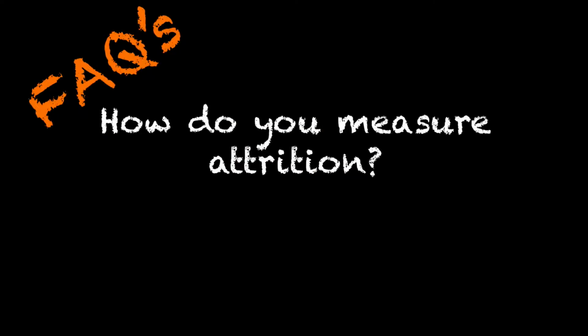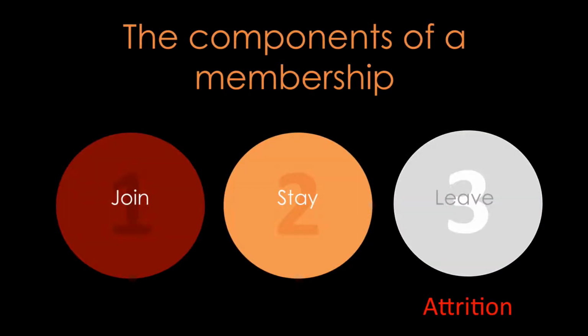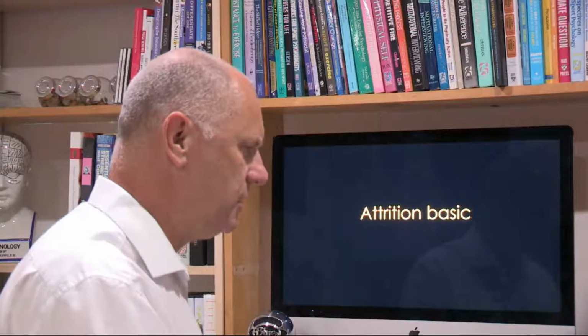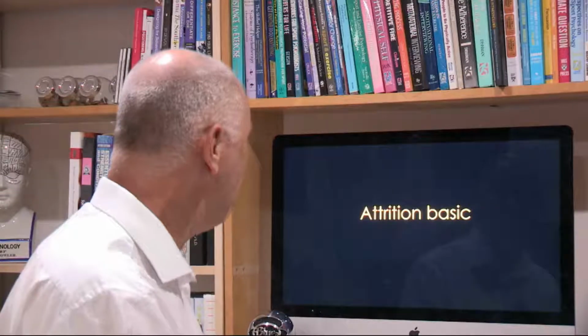How do you measure attrition? Leave phase. The leave phase is actually where you're measuring attrition. That's where attrition is occurring. It's the loss of the membership. Now, there are a number of ways of measuring attrition. Some are useful, some are complete rubbish.